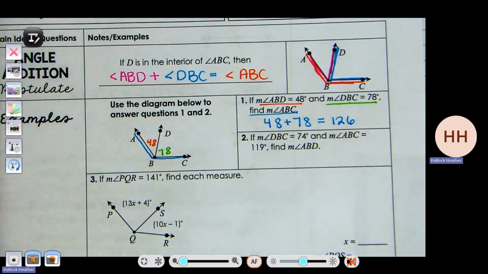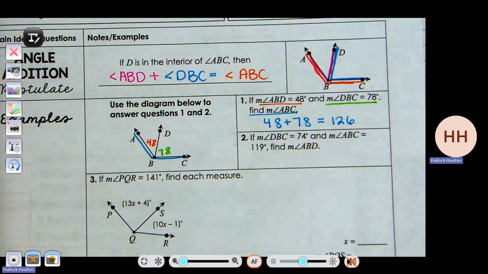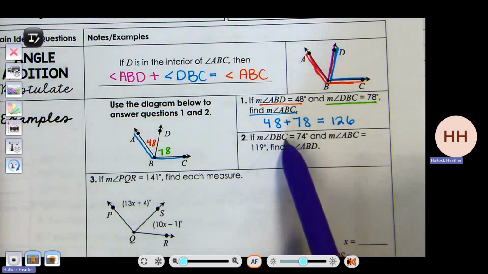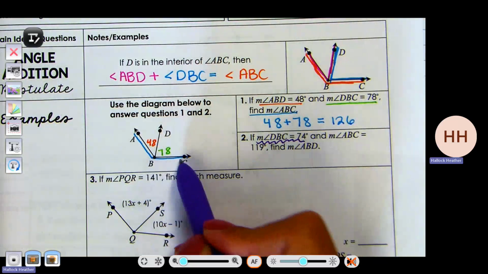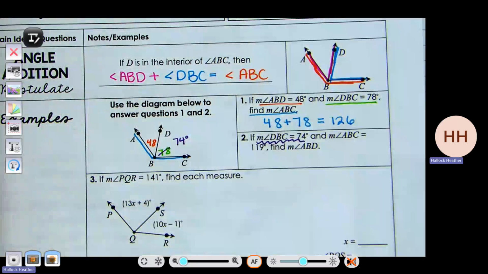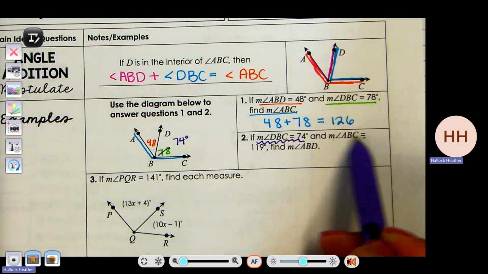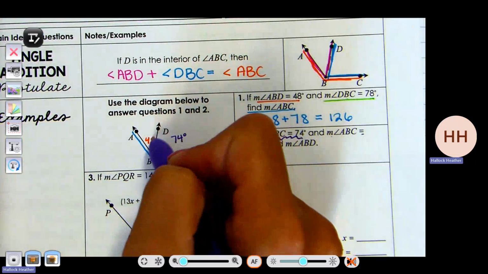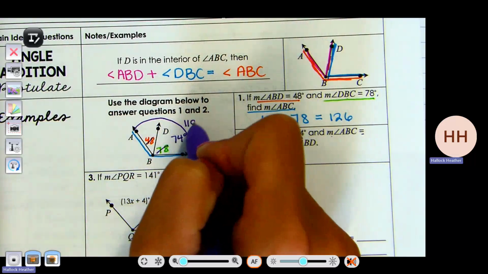We're going to do the same thing for number 2. It's going to be a little bit hard because we're going to use the same picture. So basically disregard the numbers you already have in your picture. It says if the measure of angle DBC is 74. So DBC this time is 74 degrees. So kind of cross out your 78 if you want. And then I know ABC is 119. So this time I know the whole thing is 119 degrees.